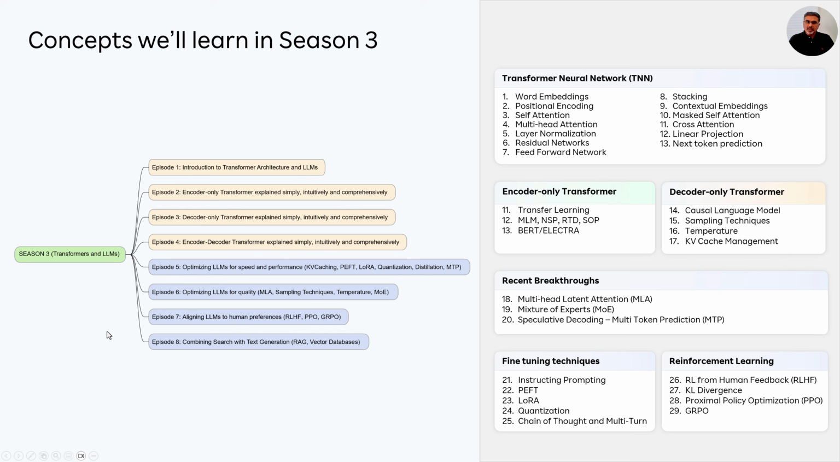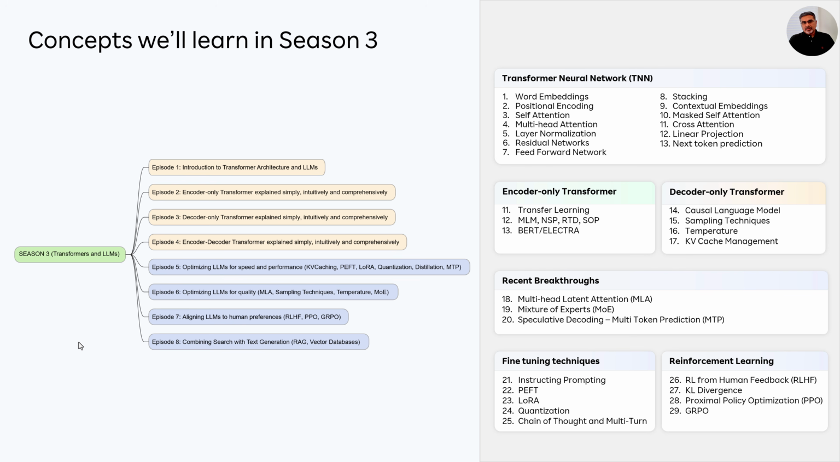So just as a quick overview of the concepts we'll be learning in season 3, I show it to you on the right hand side here. There are a lot of topics, from transformer architecture to the recent breakthroughs in terms of a mixture of experts or multi-head latent attention and speculative decoding. And we'll also get into multi-turn chain of thought reasoning. We will get into reinforcement learning and the different types of policy optimization algorithms that have made reasoning possible. So we'll explore a lot.